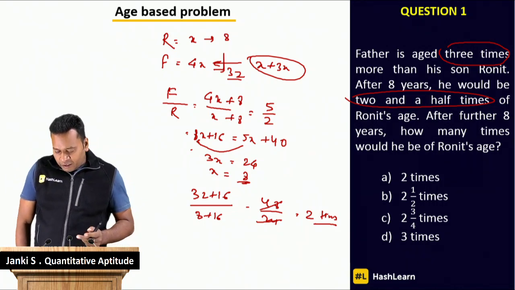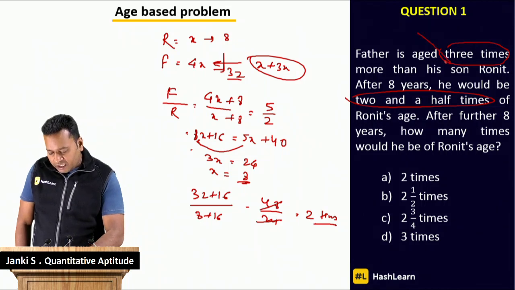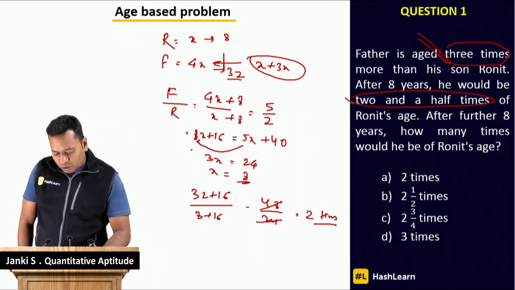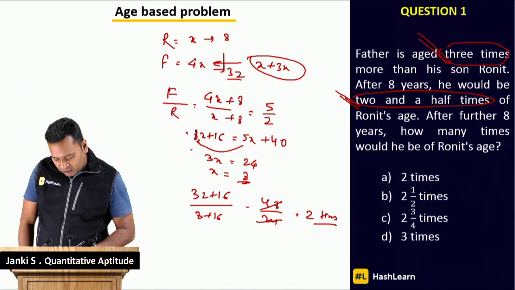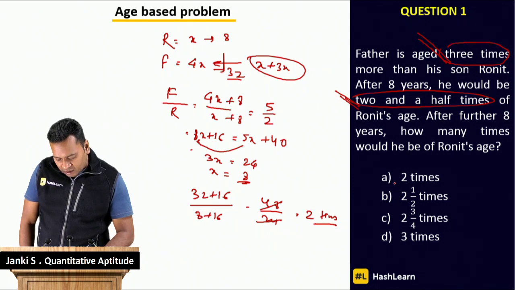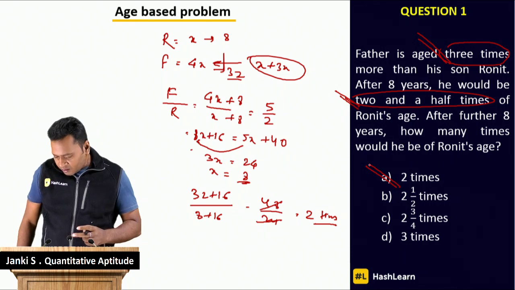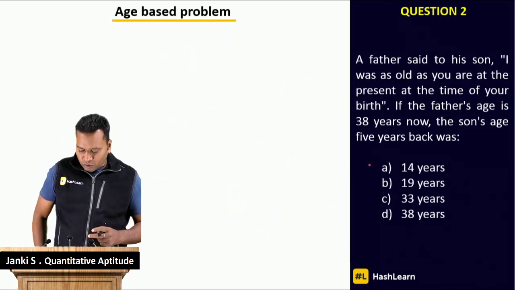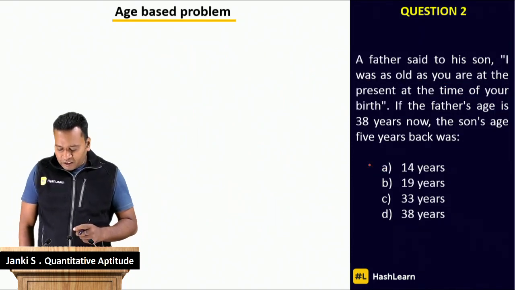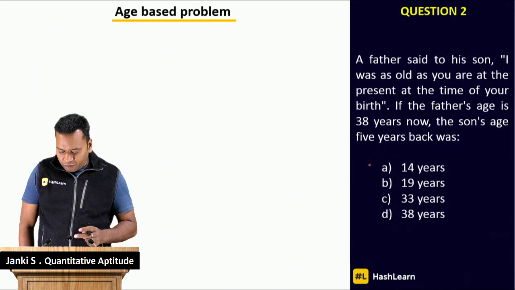So the second thing is you can definitely go by the options. Earlier it was 3 times more, that means 4 times. Now it's 2.5 times, that means it will definitely be lesser than 2.5 times. So I'll go for that option, which is less than 2.5 times. That is nothing but this value, 2 times, right? That's my basic representation. So I can always go by the options to work on. A father said to his son, I was as old as you are at the present age at the time of your birth, right?